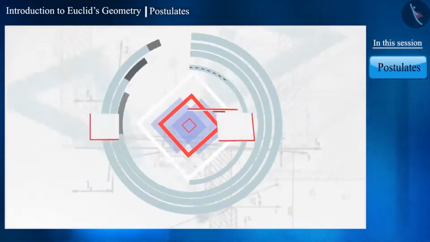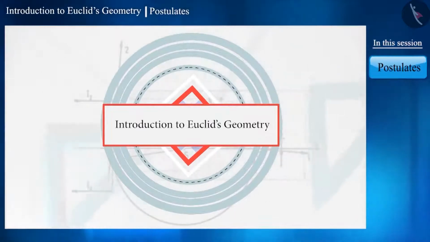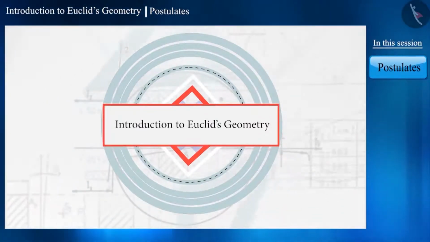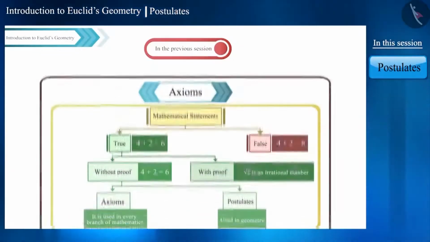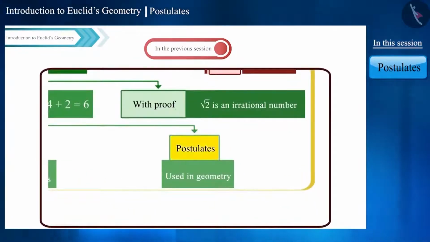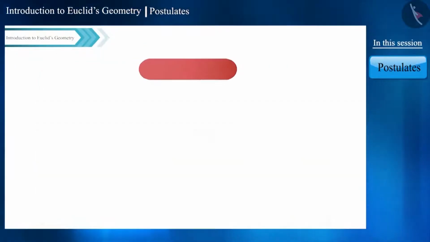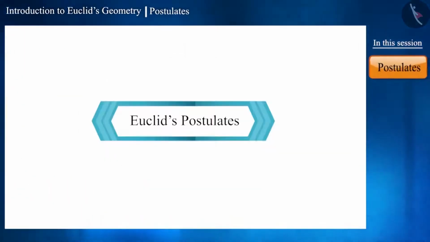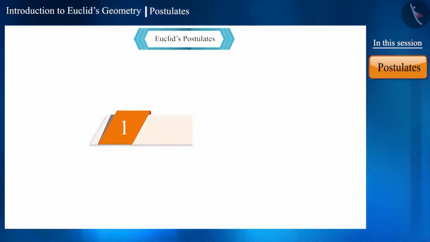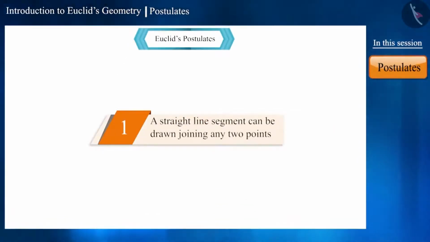Hello friends, welcome to this session on Introduction to Euclid's Geometry. In the previous video, we learned about the postulates and its definitions. In this video, we will focus on Euclid's postulates. So let's start with the first postulate. A straight line segment can be drawn joining any 2 points.